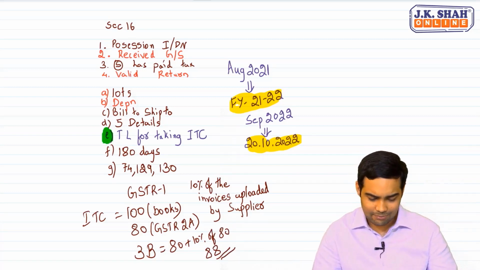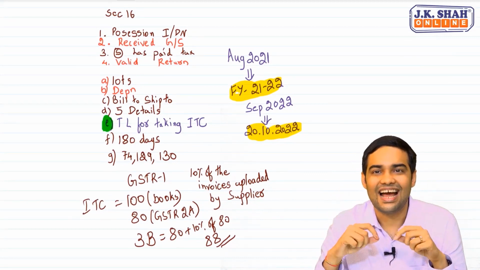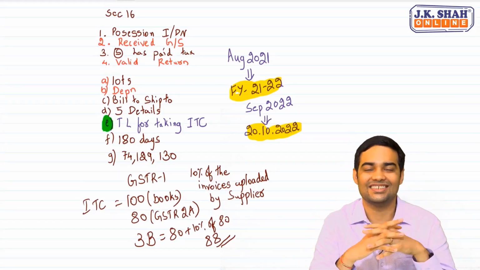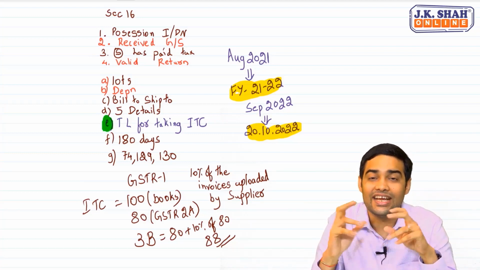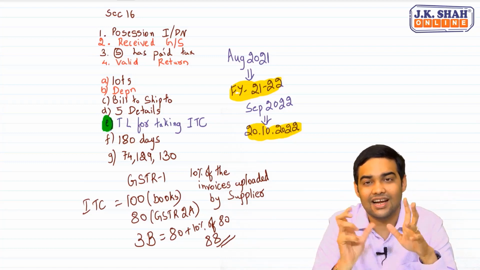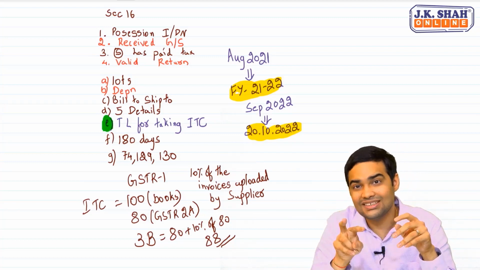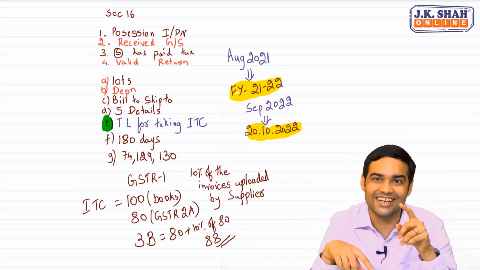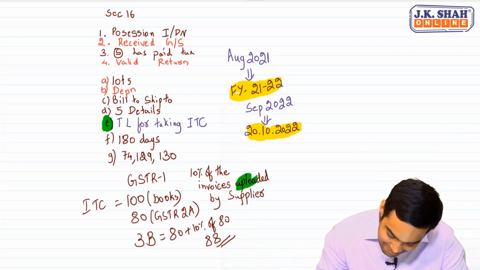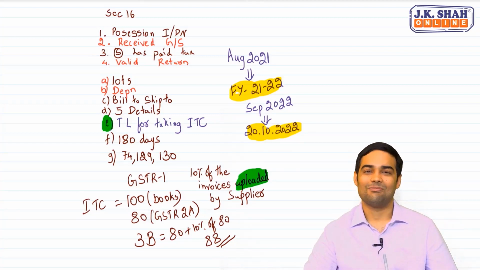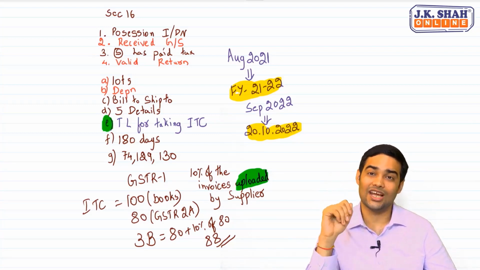Don't worry, that balance 12 rupees you can claim whenever that person has uploaded the invoice. So obviously the government has restricted ITC based on invoices uploaded. The government is allowing a margin of 10%, and that 10% is not on invoices not uploaded. That 10% is on invoices which are uploaded by your supplier. So that into 10%, that's the eligible ITC which you can claim.